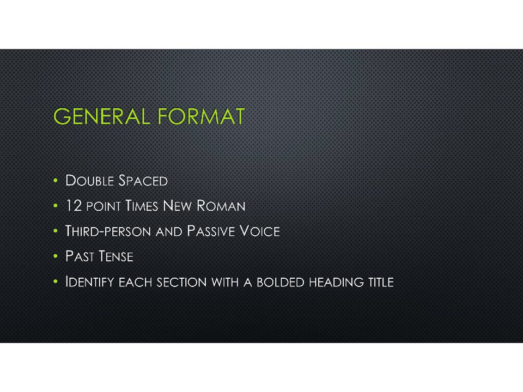The general format for all of the writing assignments that you're going to be doing in GB1 Lab is that you need to double space your paper, you need to use 12-point Times New Roman font, stay in third person and use the passive voice whenever possible. Write your paper in past tense. You've already done the experiment, so anything that deals with your experiment and what you did is going to be in the past tense. And finally, identify each of the sections that you're given in the assignment with a bolded heading title so that it's clear which section is which.